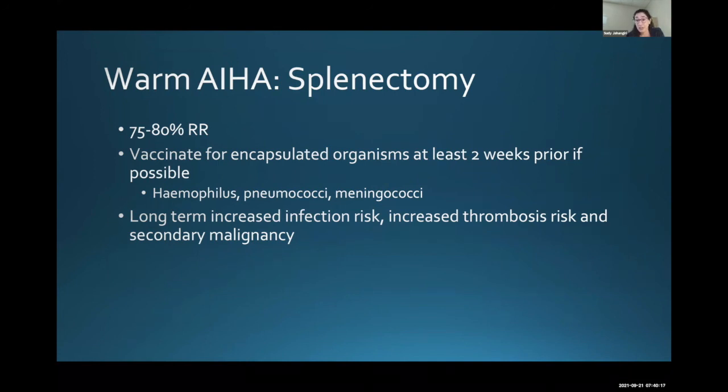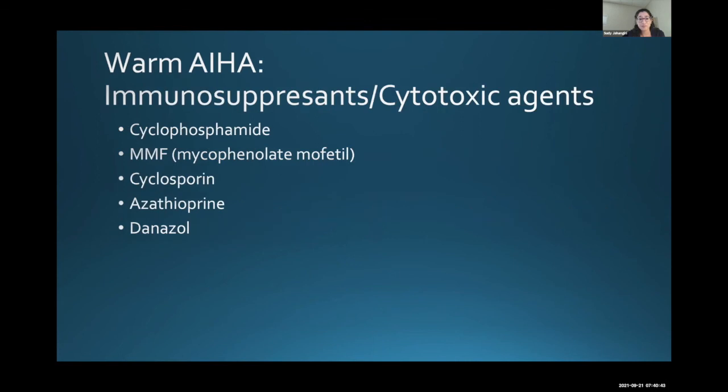If you're at all considering splenectomy, it's important to vaccinate patients against encapsulated organisms. Patients can have overwhelming infections with Haemophilus, pneumococcus, meningococcus, and getting those vaccinations on board at least 2 weeks prior, if possible, is helpful. Other long-term risks, by a mechanism we don't really understand, there's an increased thrombotic risk as well as an increased secondary malignancy risk long-term for these patients. It's small, but something to be aware of.